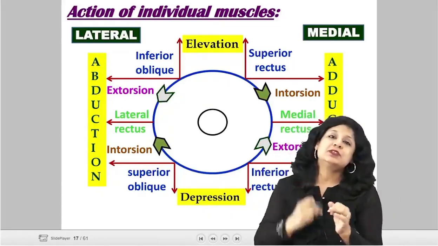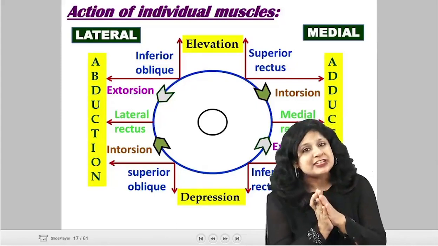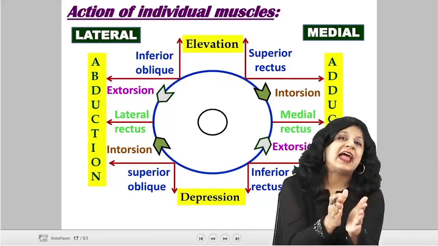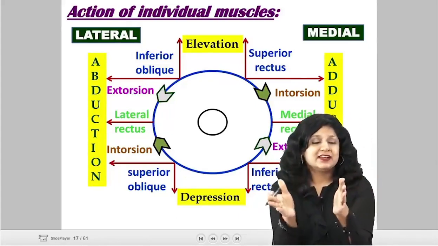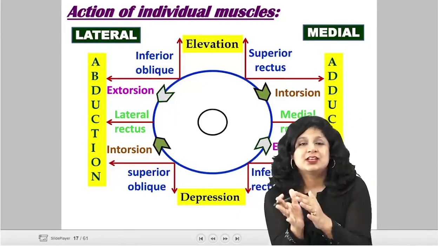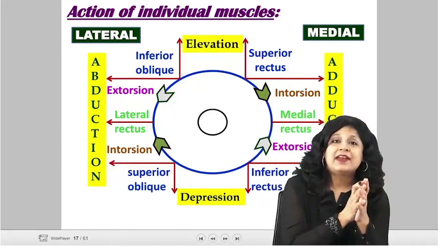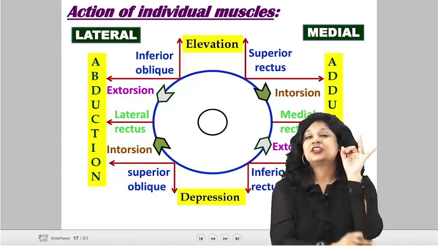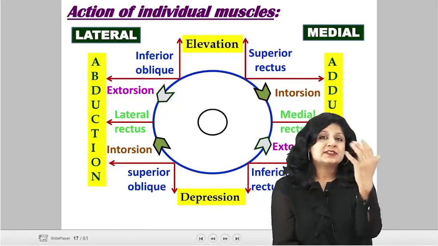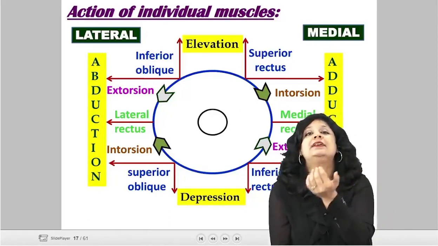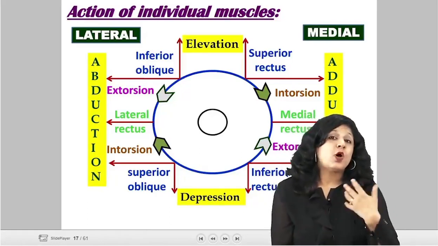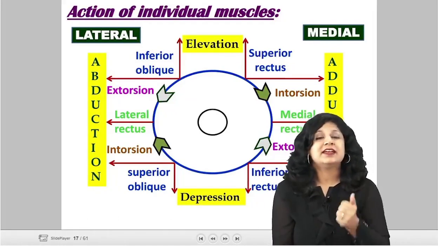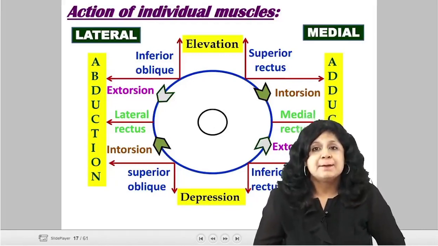Now, what about the tertiary action? For the tertiary action, again it is very easy. It is RAD, R-A-D, rectus adduct. So whenever we are talking about the rectus muscle, whether it is superior rectus or inferior rectus, the tertiary action is adduction. The opposite is obliques abduct. So whenever I am talking about the oblique muscles, whether it is a superior oblique or an inferior oblique, their action will be abduction.